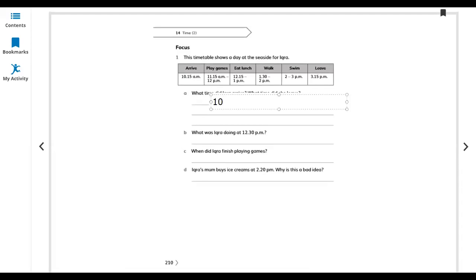So arriving time 10:15 a.m., and she left 3:15 p.m. Arriving time and when she leaves. What was Ikra doing at 12:30? Eat lunch, because the time between 12:15 until 1 p.m. she was eating lunch.